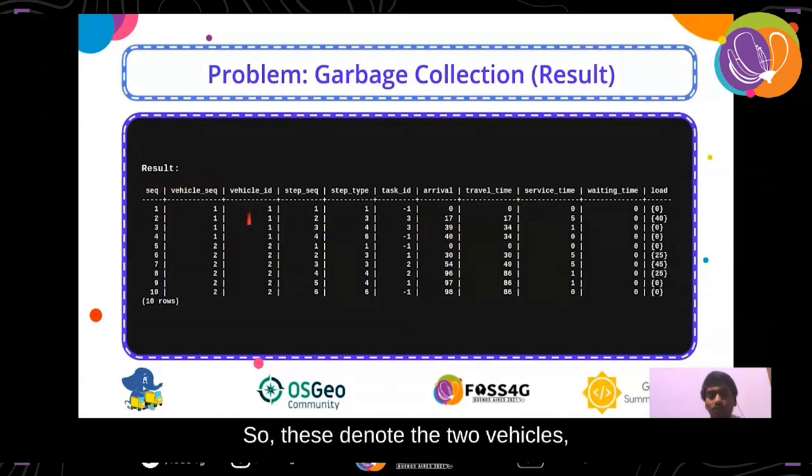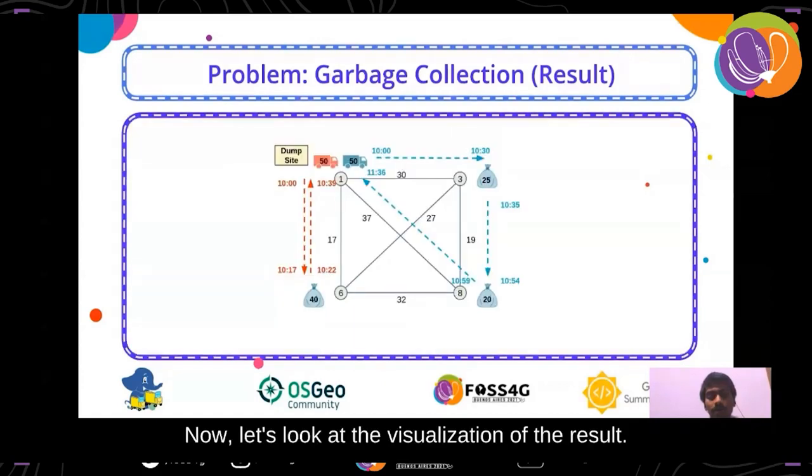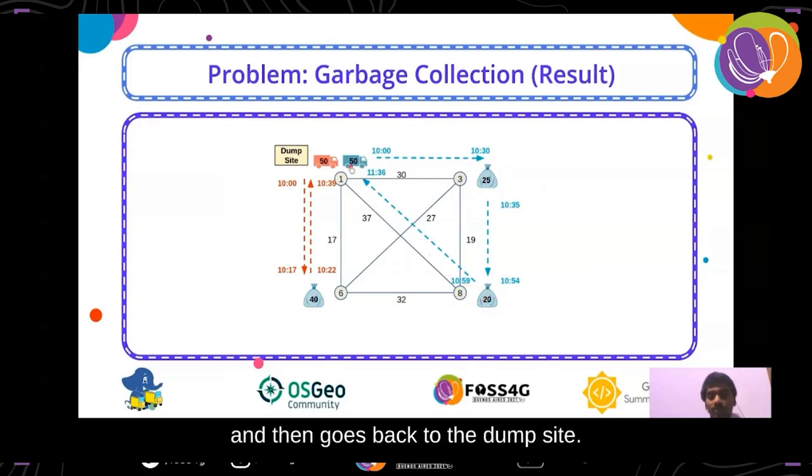So these are the two vehicles and these are the steps, like whether it is a start or an end or pickup or delivery. These are the IDs of the tasks. And then we have several times like arrival time, travel time, service time, waiting time, and the load. So let's look at the visualization of the result. This is the final result that we get. The blue colored vehicle starts at 10 a.m. At 10:30, it reaches this point with coordinate 3. This takes 5 minutes, and then it goes to coordinate 8 at 10:54. It picks it up and then goes back to the dump site.